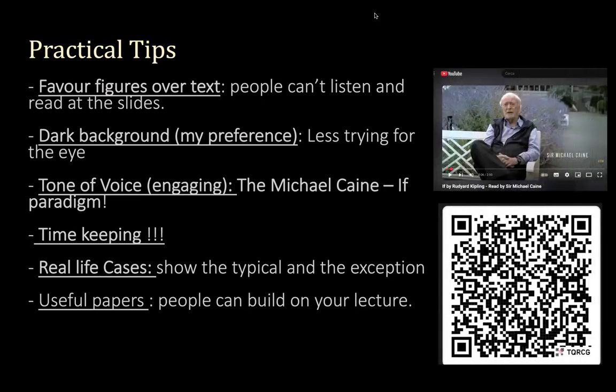So if you want to hear the top notch of expressing something with a beautiful voice, with a great tone of voice, with the right pauses here and there, listen to this video of Michael Caine reading the poem If by Kipling, and you will understand what I mean by engaging tone. Of course, probably very few of us can aspire to become as good as Michael Caine, but at least we can make an effort in that sense.